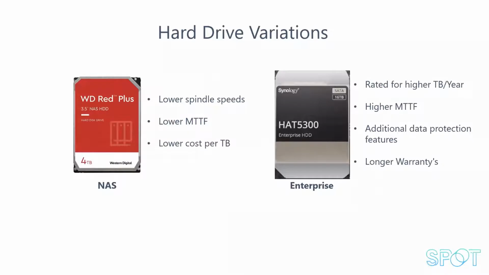So here we have the 2 main hard drive variations that are suitable for use in our solutions, NAS and enterprise drives. The main difference is that NAS drives typically feature lower spindle speeds and lower mean time to failure ratings, but they do come at a lower cost compared to enterprise drives. Whereas enterprise drives are rated for higher read-write transfers every year. They're rated for higher MTTF times. They typically have additional data protection features, and they also typically feature longer warranties as well.